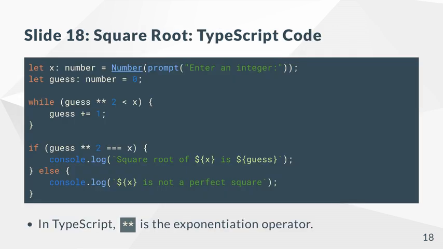Here's how we implement the systematic search in TypeScript. We initialize our guess at 0 and use a while loop that continues as long as guess multiplied by guess is less than our target, x. Inside the loop, we simply increment the guess by 1. Once the loop terminates, we use an if-else block to determine why it stopped. Did we find the exact root, guess to the power of 2 equals x, or did we overshoot it? Note that in TypeScript, we use the double multiplication sign operator for exponentiation.